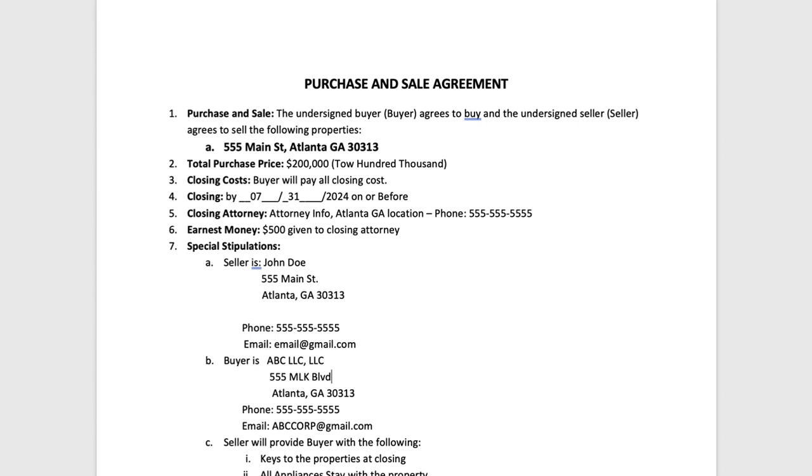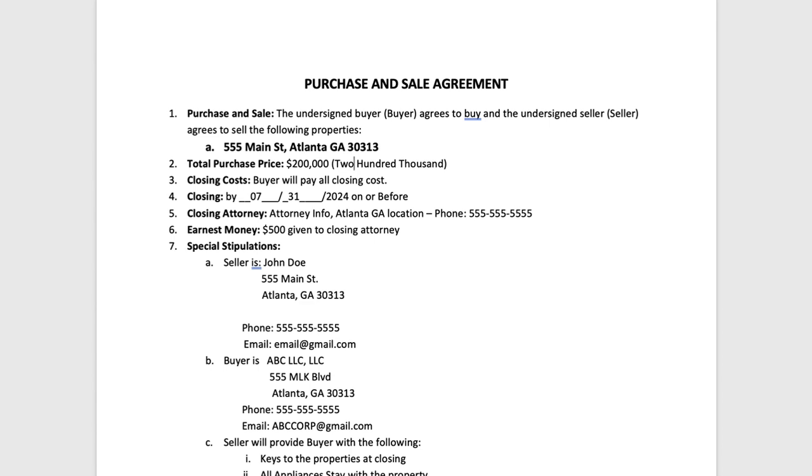So basically, the first line is going to be the address of the property. The second line is going to be the purchase price. This should be "to", spelled wrong. The third line is going to be the closing costs. Who's paying the closing costs? Is it the buyer paying all the closing costs? Is it the buyer and seller splitting it? You put that right there.